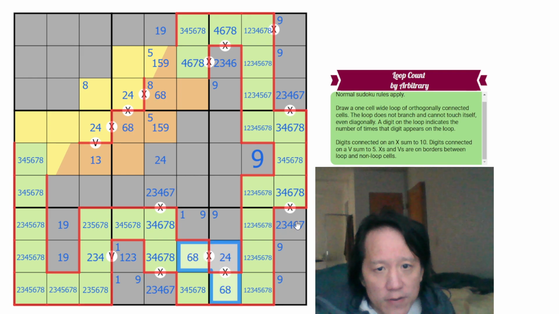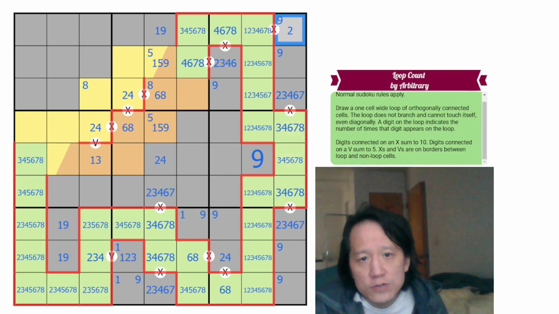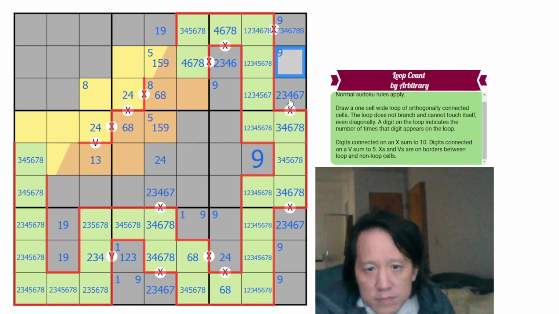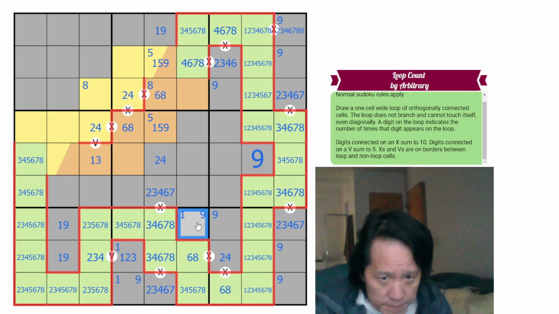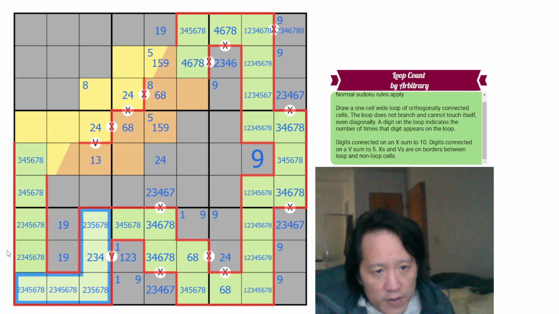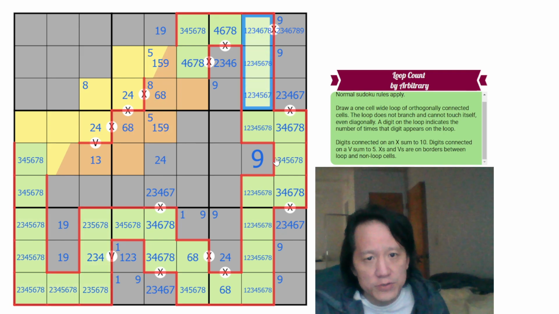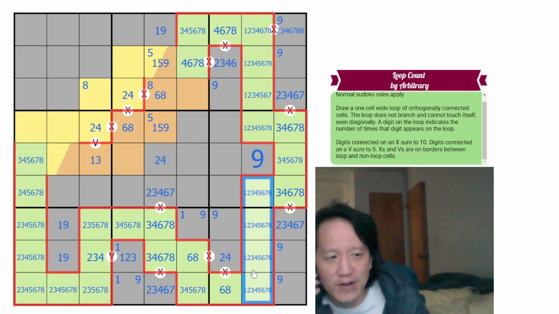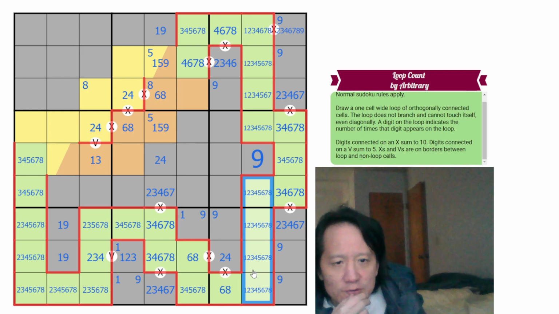So that 10's taken care of. This could be 2, 3, 4, 6, 7, 8, 9. So we know there's a 5 here. We know there's a 5 here. We know there's a 5 here. So that's 3 5s. But the problem is that 5 could be in a lot of different places. So it's not too helpful there.